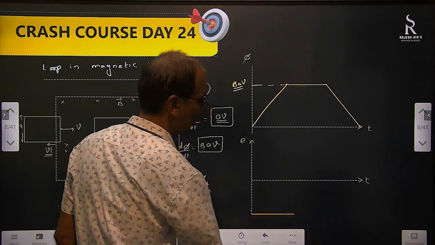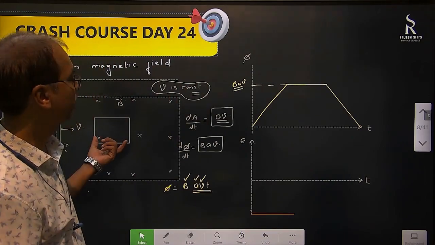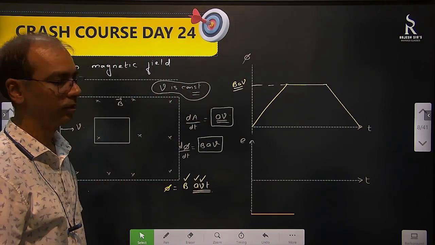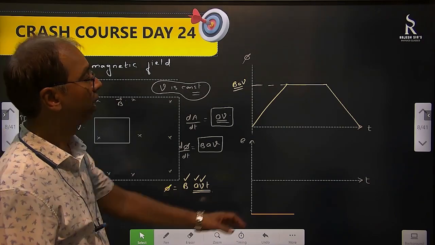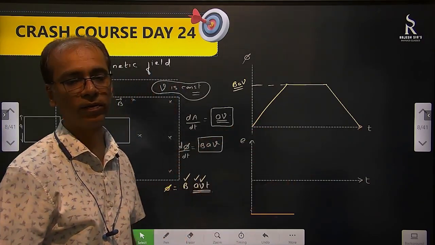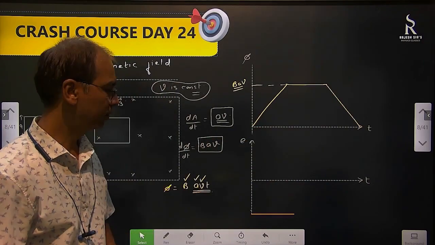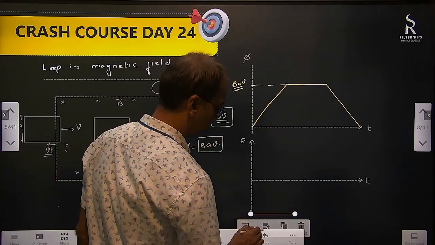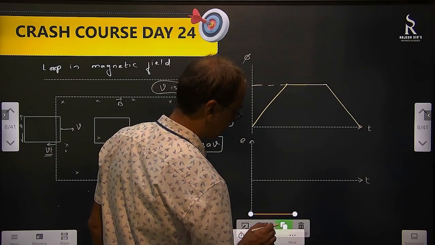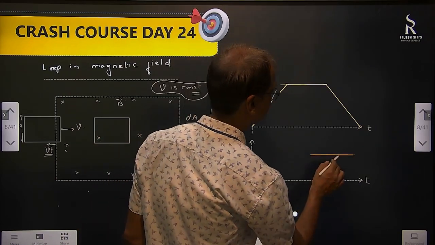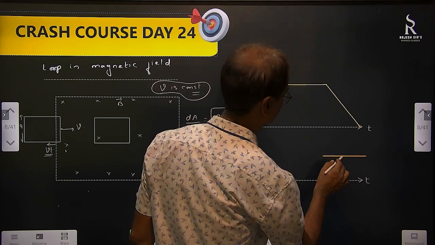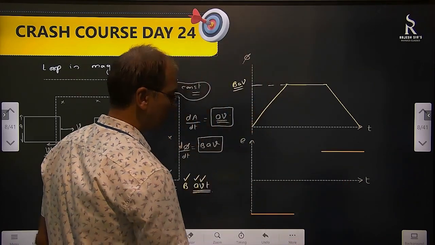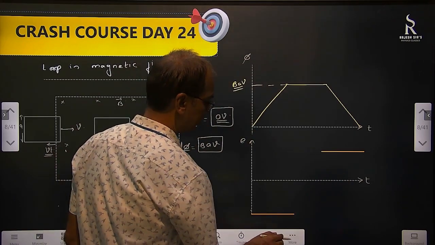Okay. Then after that, flux became constant. Flux became constant means EMF is 0. No EMF. Then again here flux started decreasing. If flux is decreasing, it means EMF is positive. EMF will become positive. So make it positive somewhere here. Then in between also, if you want to fill it, we can.